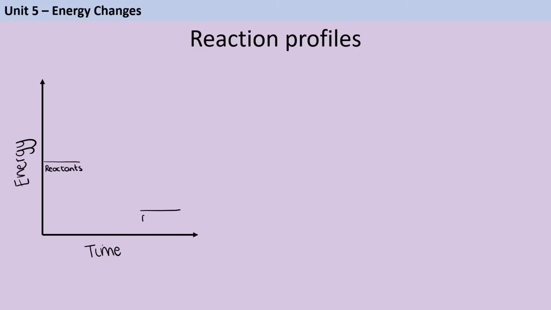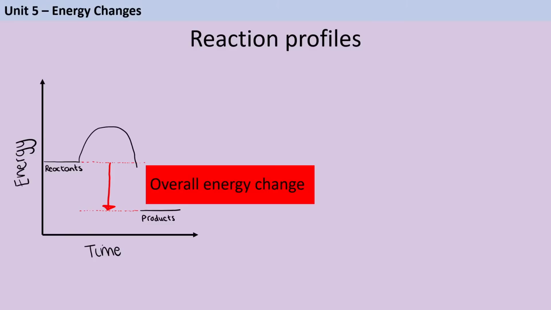Right, so we had reactants, we had products, and then in between them, we're going to have a line that goes up and then comes down. It always goes up first, because the first thing that happens in a reaction is that the reaction takes in energy to break bonds. So the difference between the reactants and the products is your overall energy change.